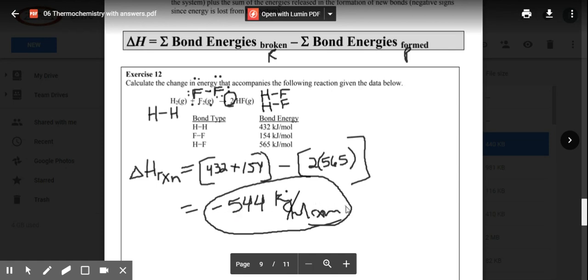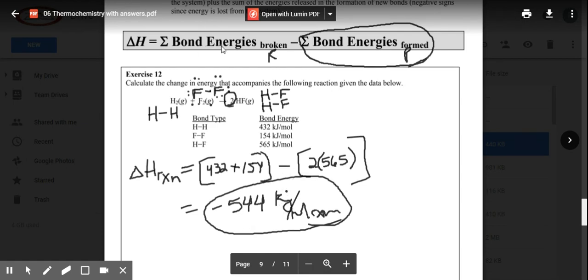Something that I've also seen asked before, since this is negative, they say, well, what is favored? Is my bond energies broken being favored, or is my bond energies formed being favored? We'll see how this is reactants minus products, right? What this is telling me is that more energy is being released as the product than I have to put in as the reactant. So I'm getting an overall net release of energy. So therefore, the bond energies of my products are favored in this particular reaction because this reaction is exothermic.